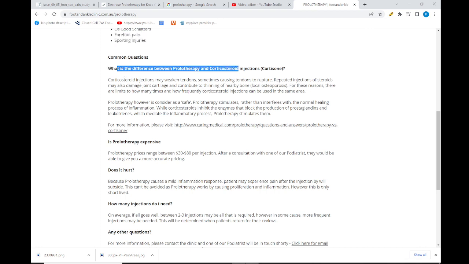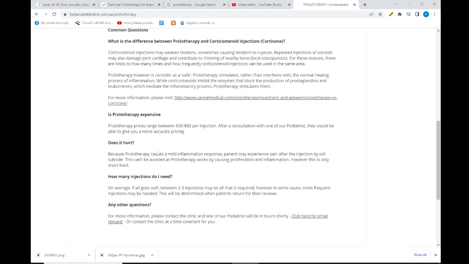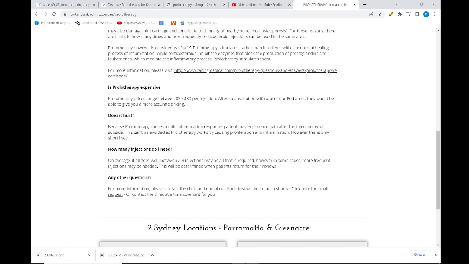So what is the difference between cortisone and prolotherapy? Like we mentioned in other videos, cortisone does have a lot of side effects. Cortisone is the opposite, you can say. Cortisone weakens tendons and sometimes causes tendons to rupture. It's an anti-inflammatory, but prolotherapy is pro-inflammatory, so it causes an inflammation response. Generally, it's not too expensive, from $30 to $80 per injection. Does it hurt? We do mix it with local anesthetic. You do have a mild inflammation response, so generally it's not too bad.